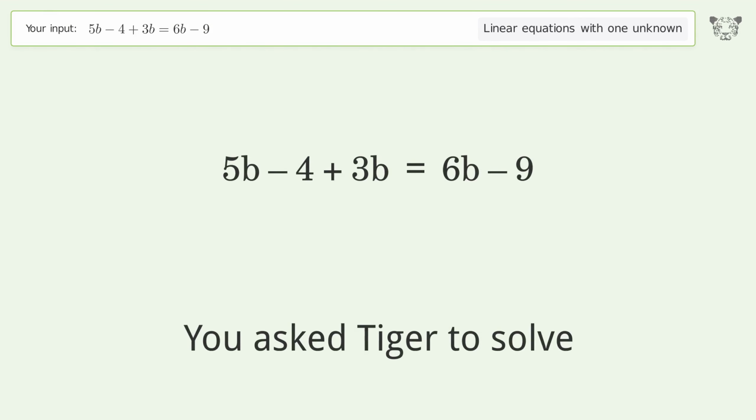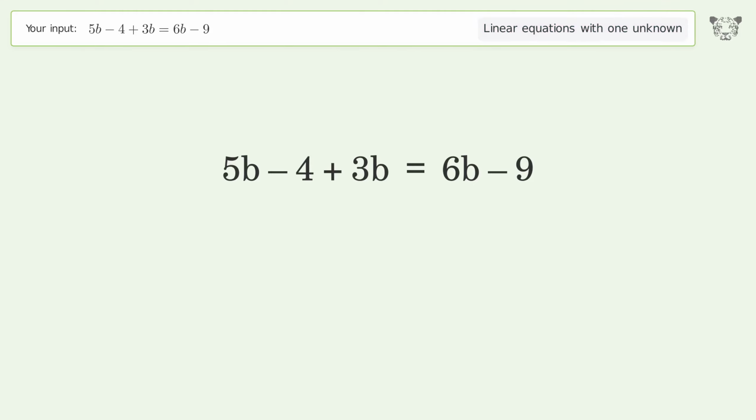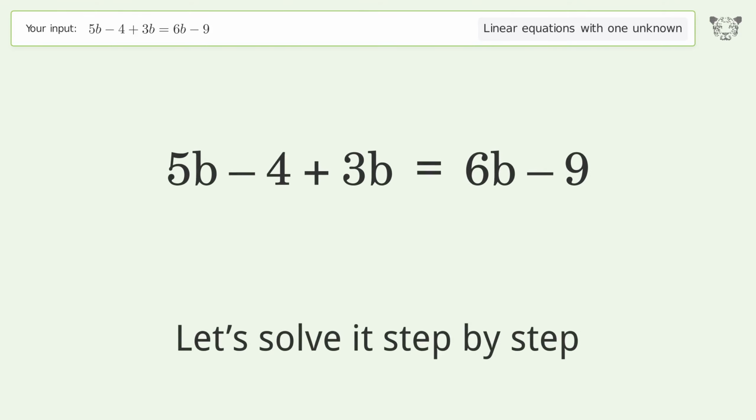You ask Tiger to solve. This deals with linear equations with one unknown. The final result is b equals -5/2. Let's solve it step by step.